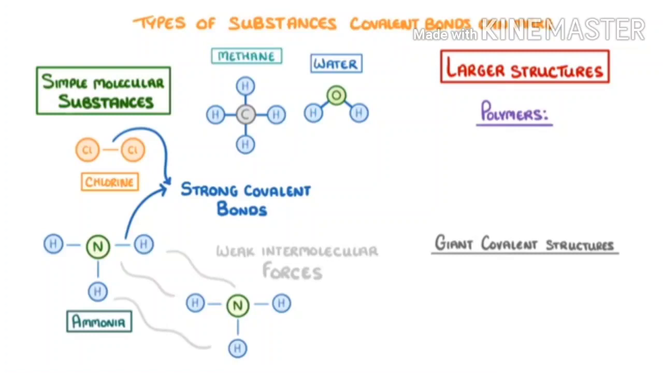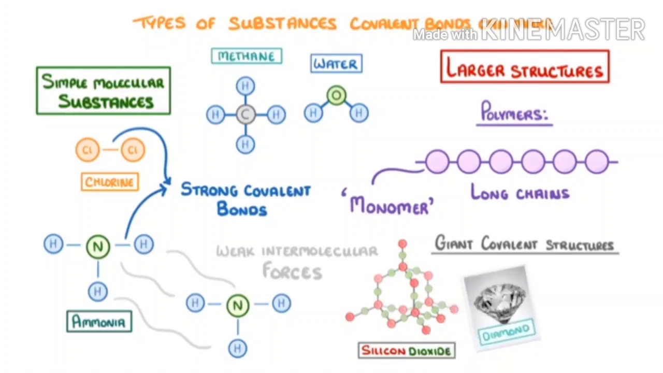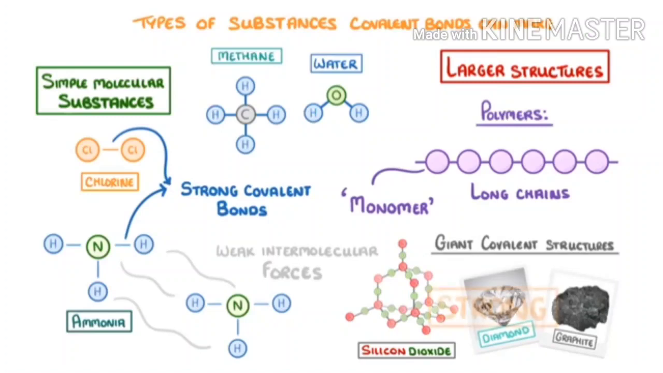Another type is the larger structure. For larger structures, we take polymers. In polymers, different monomers are joined together to form long chains of molecules. These long chains are joined together by covalent bonds. Here, the covalent bonds present are the strongest force of attraction in comparison to simple molecular substances, like in diamond, graphite, etc.